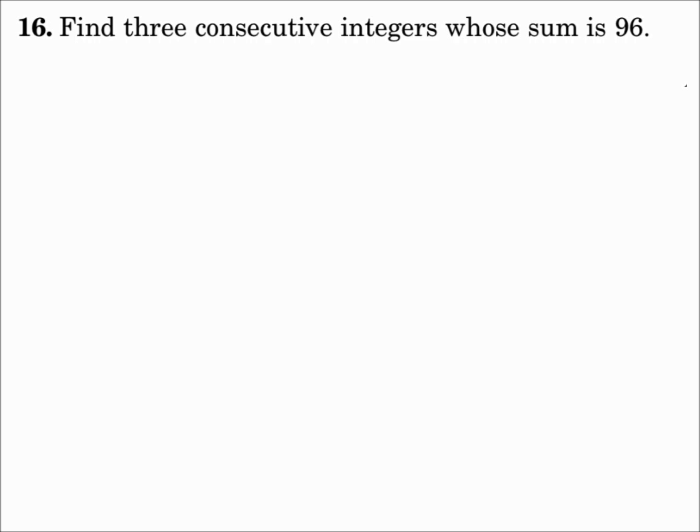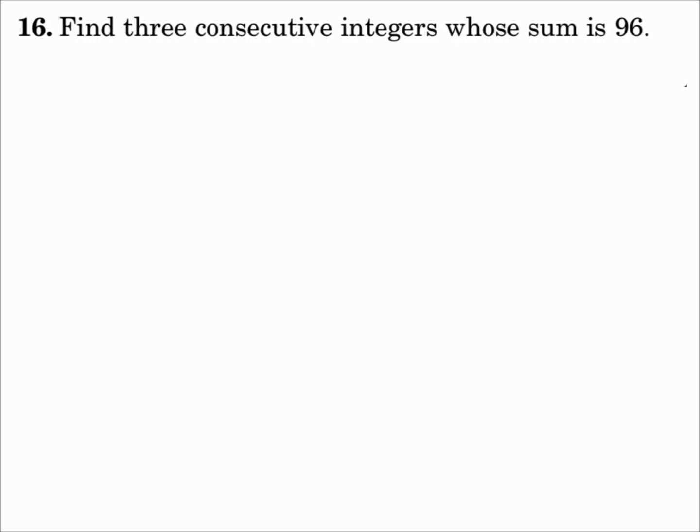16. Find 3 consecutive integers whose sum is 96. Consecutive integers are integers that are in order, like 3, 4, 5, 6. They're one number apart. We first need to identify these integers.